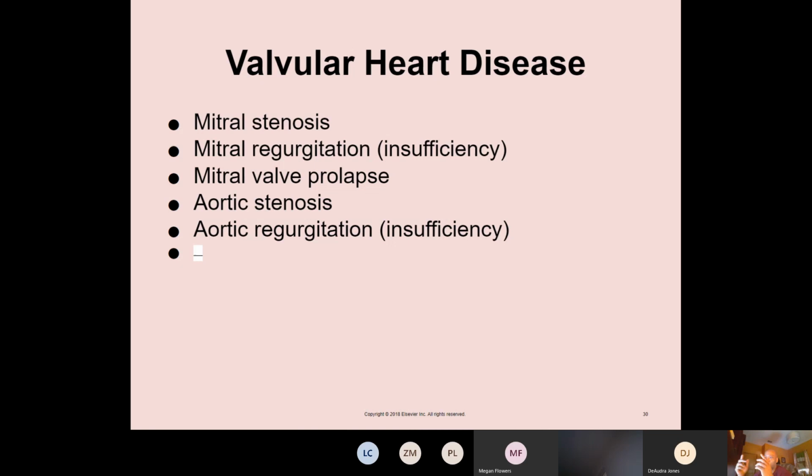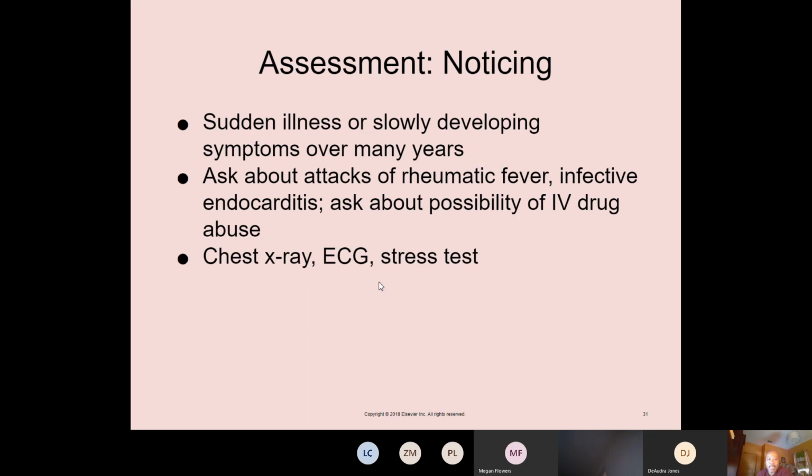It's just impaired. What all these have in common is that with the stenosis and the mitral regurgitation, you're going to be increasing your preload. You're going to increase your afterload in some cases, especially with the aortic stenosis, and blood is backing up. So you'll go ahead and read about that information. I got all that for you. Some of this assessment information, take a look at that.